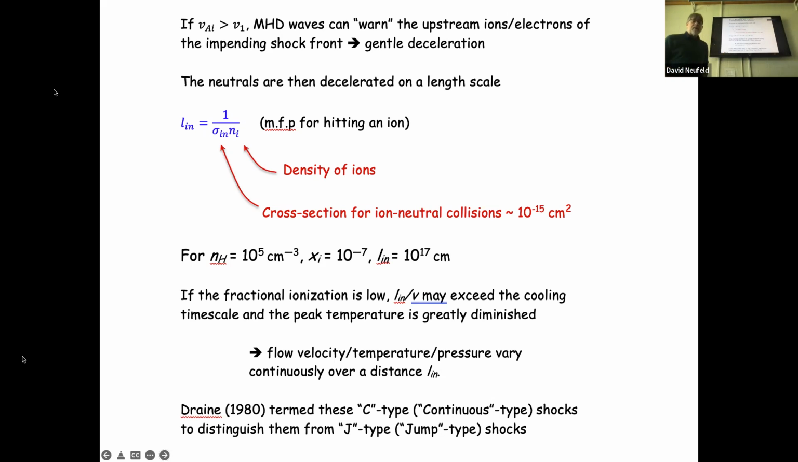Bruce Draine, who I believe was a postdoc here, I don't know if it was with Alex, but he certainly worked with Alex Dalgarno, introduced this terminology that in the case where these multi-fluid effects were important, he called them C-type shocks, with C standing for continuous because the flow variables vary continuously. And then the other type of shock, which is what I modeled with Alex and which is appropriate for very high shock velocities, he called those jump type shocks or J-type shocks.